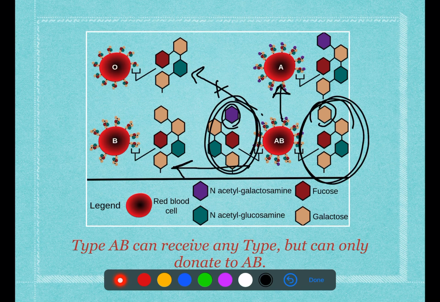And that's where these terms come from, the universal donor and the universal acceptor. Type O blood is the universal donor because their blood can be donated to anyone. Type AB is a universal acceptor because they can receive blood from anyone.